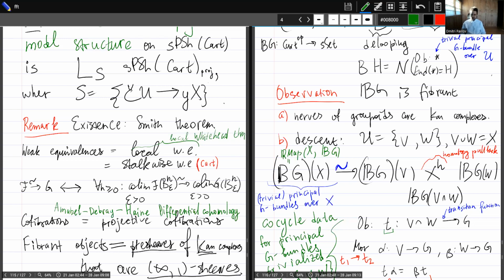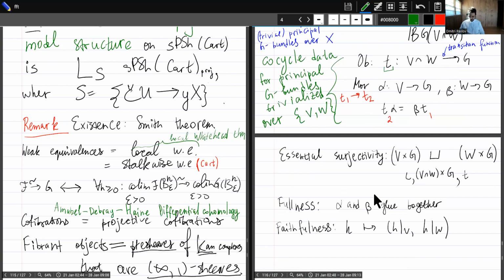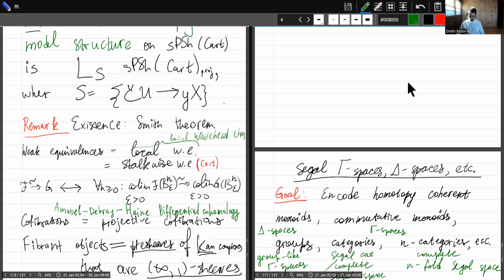So you can already see the advantages of the technology of simplicial presheaves in that they allow you to define things that previously were difficult to define and difficult to prove or work with. And here, everything comes out automatically. All right, so that's what we did last time.